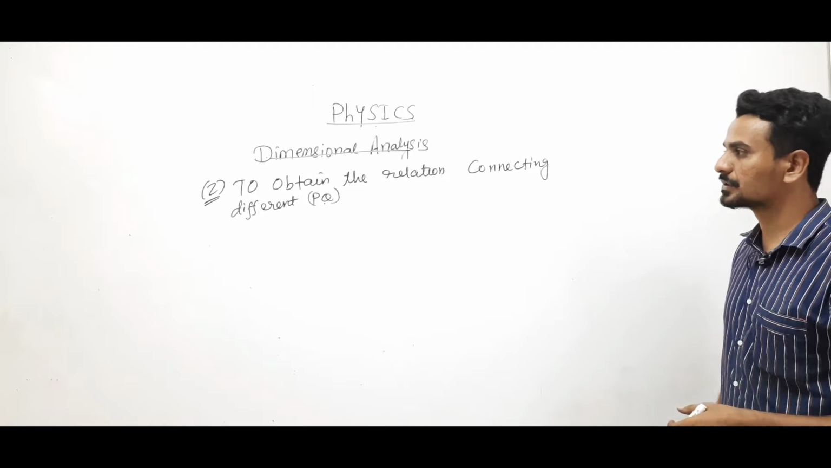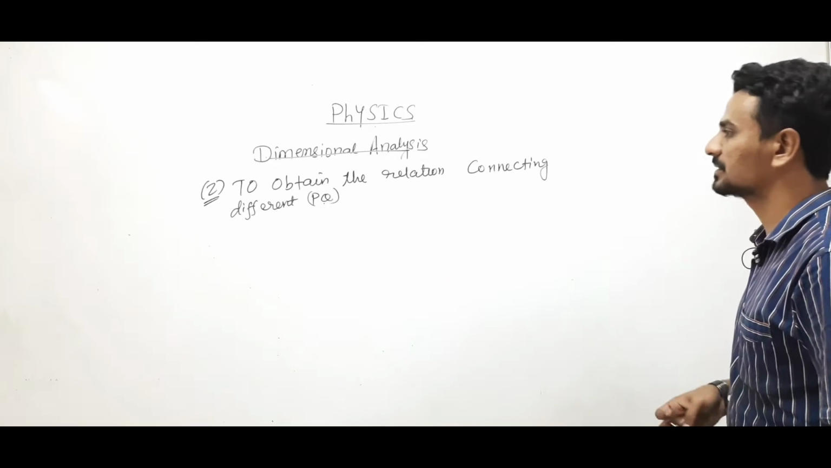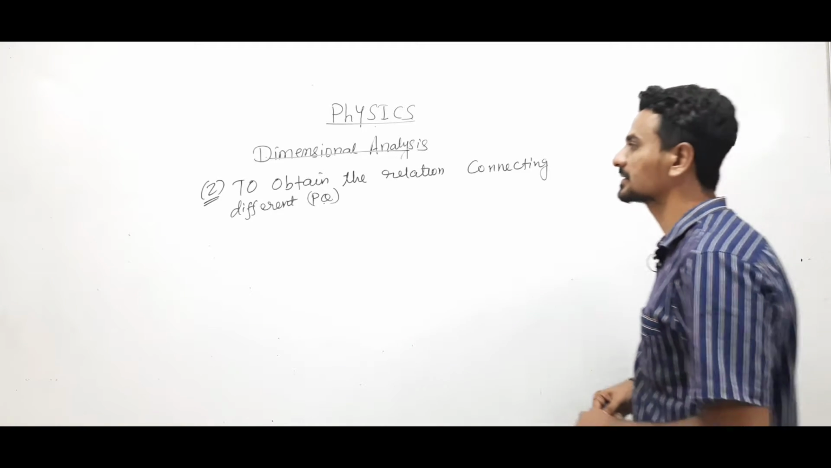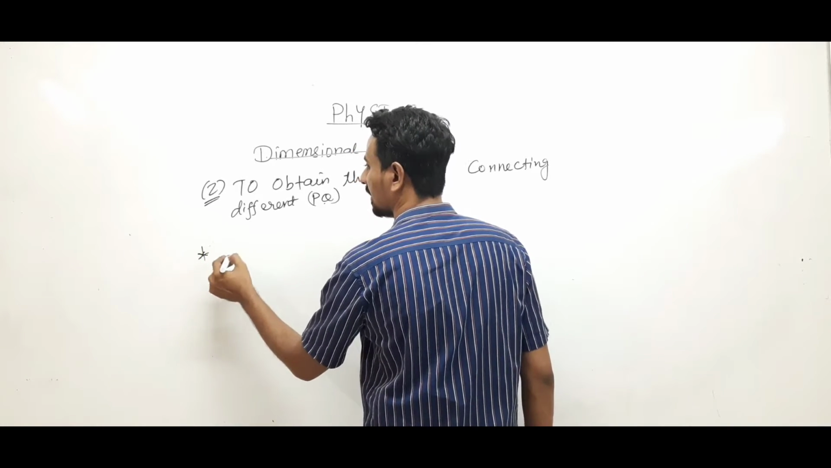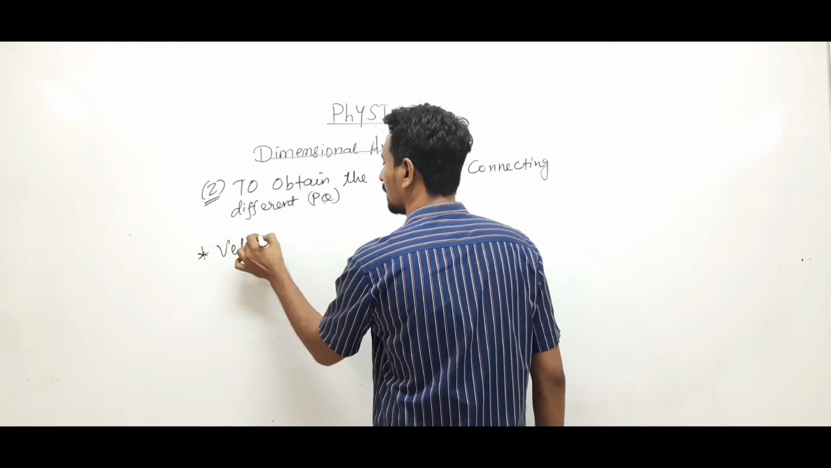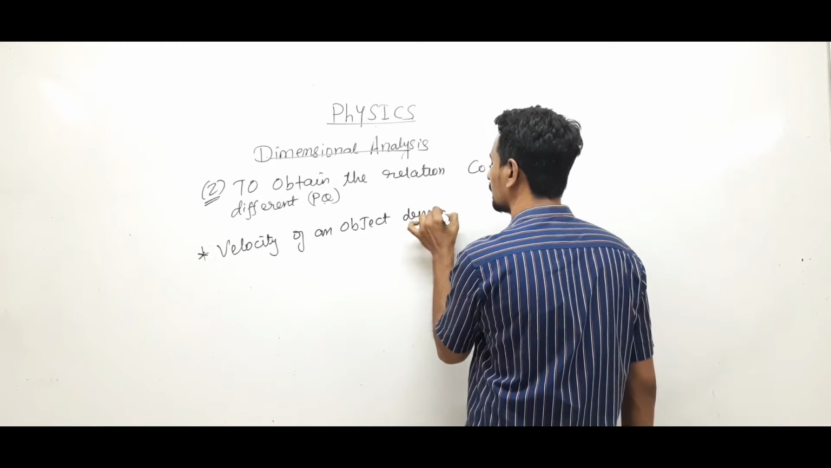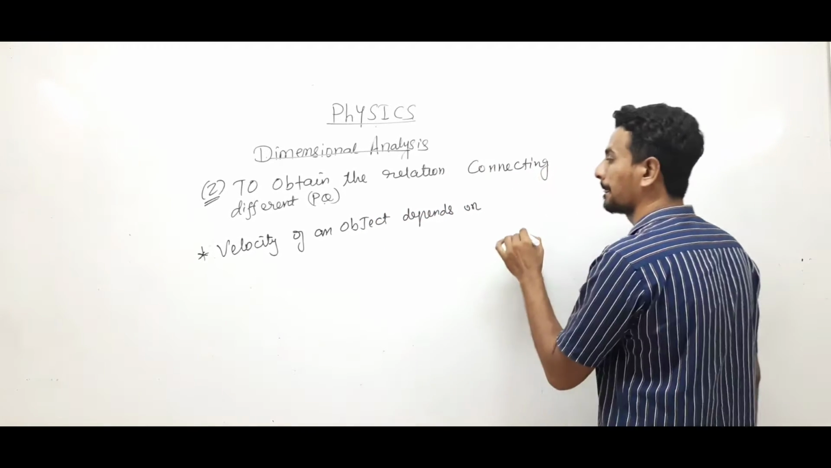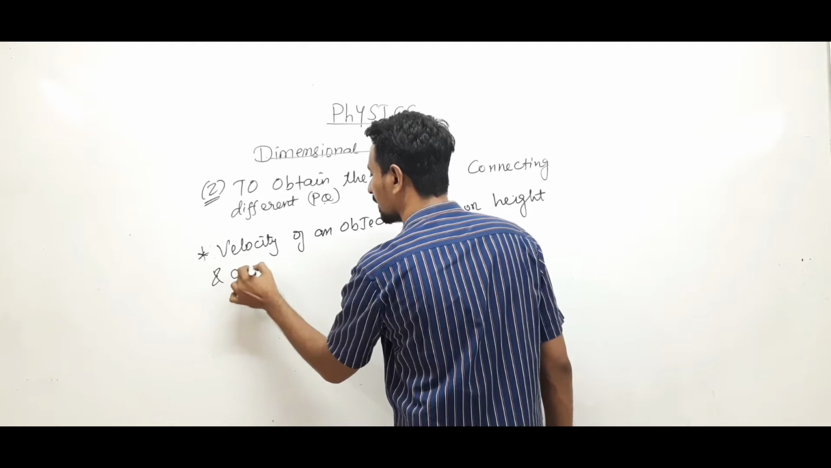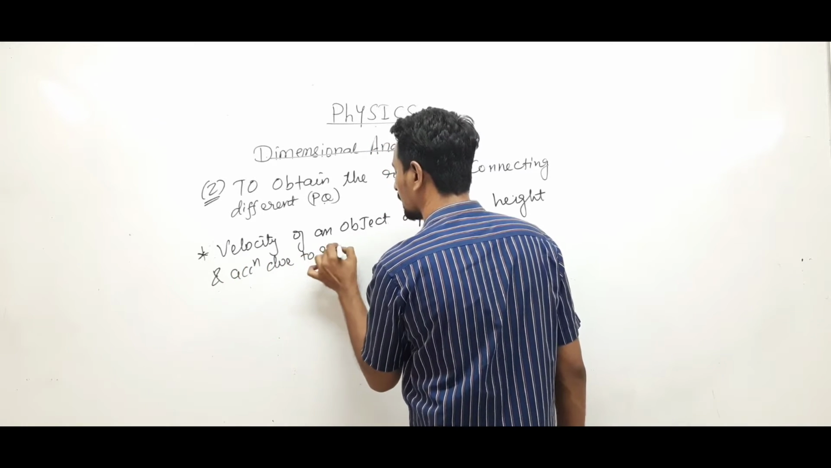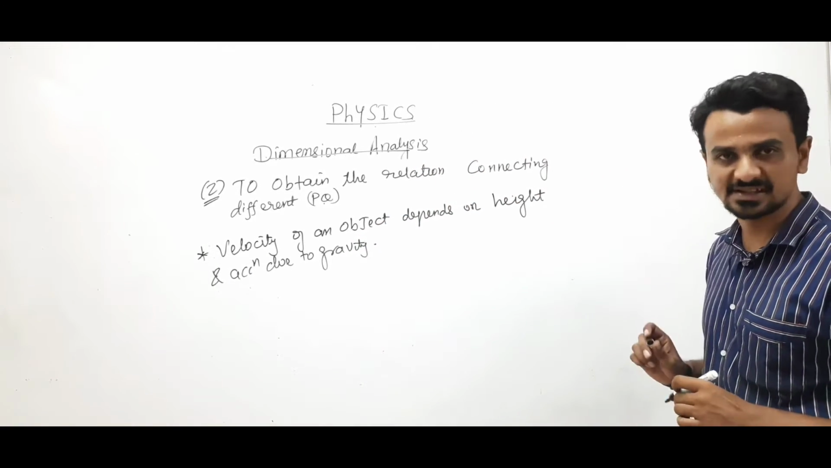So we will take one or two examples to understand how, by making use of dimensional formula, we can obtain the relation between different physical quantities, right? That means suppose you are given the question that the velocity of an object depends on height and acceleration due to gravity. Obtain the relation between these quantities. This is your question.